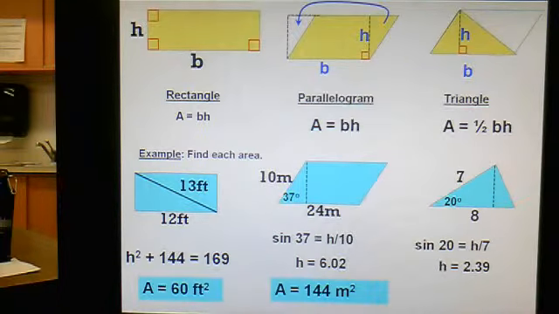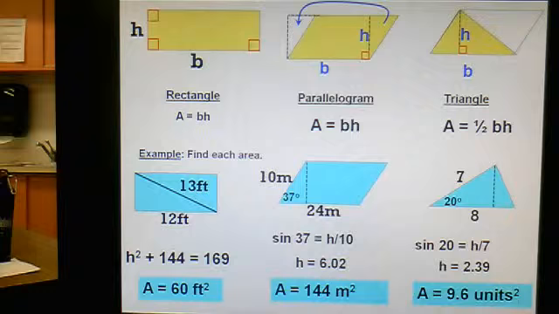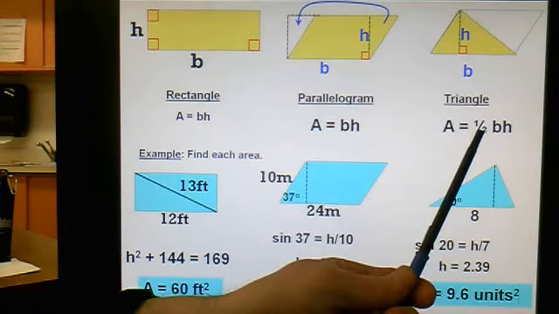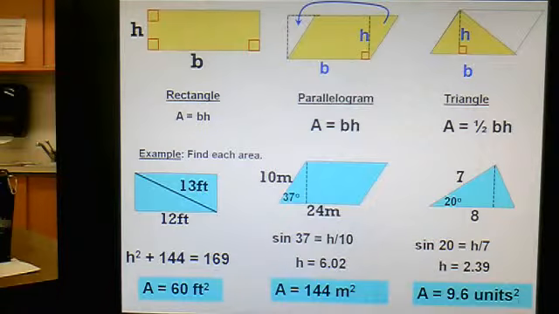And here comes the most common error. If you get an answer of like 19.2, you may figure out what you forgot to do. Most common mistake is people forget to divide by 2 or take half of their answer at the end. So if you get 9.6, fantastic, great work. If you don't get 9.6, you probably are getting 19.2. You're probably doing 2.39 times 8, and you're forgetting to divide by 2. Don't forget that. I'll try to remind you again.